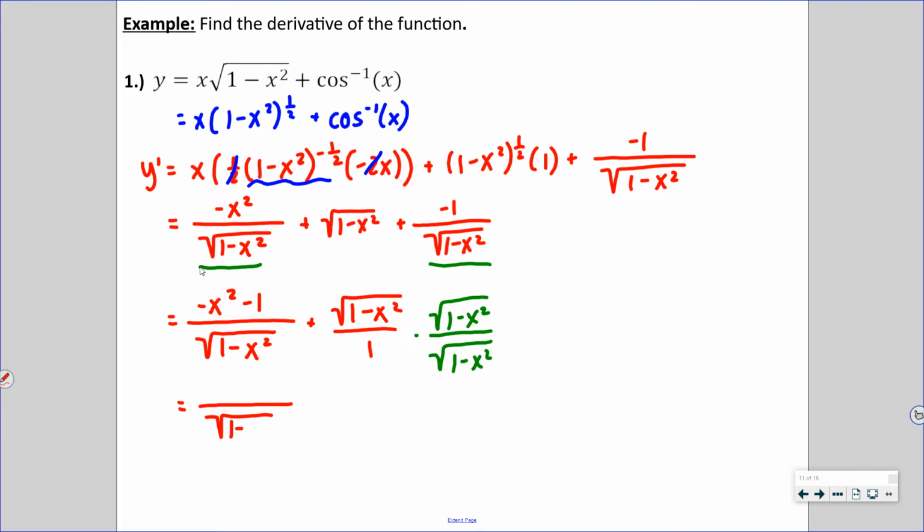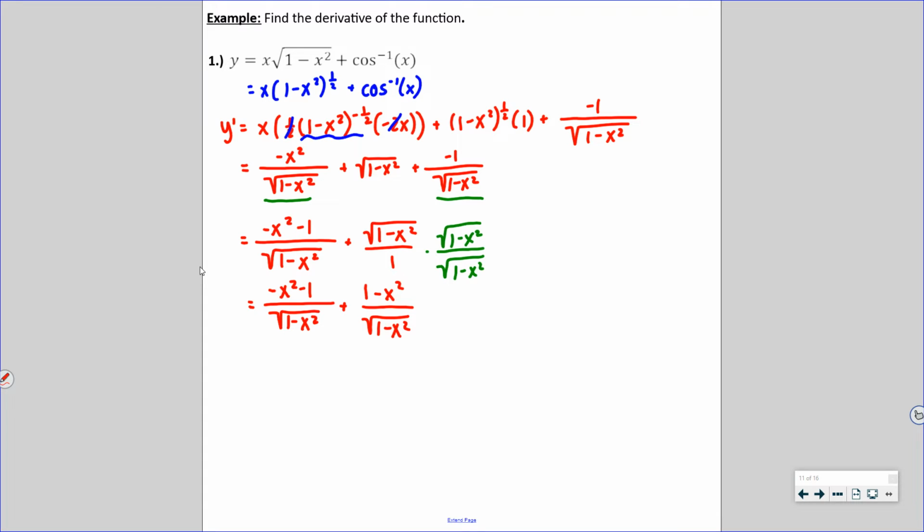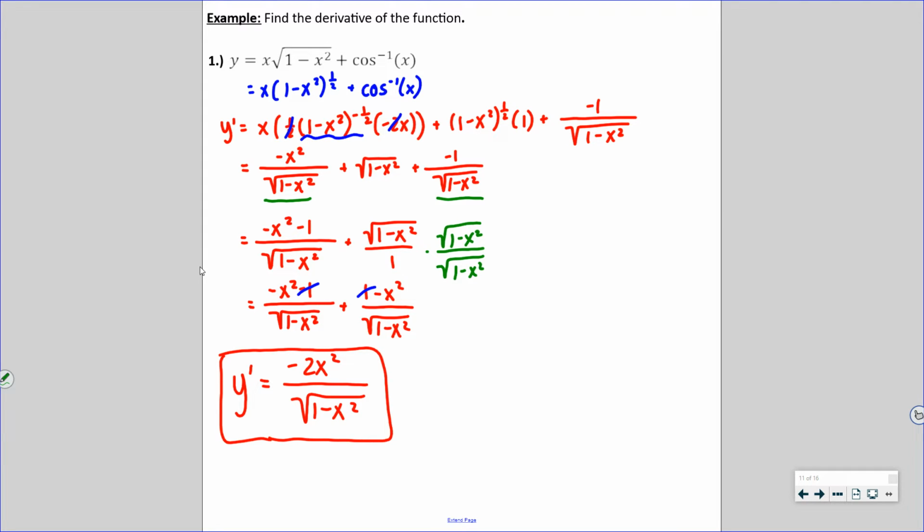That works out pretty nicely with my numerator as well, where I just get 1 minus x squared. And then they're ready to add together. Common denominator, square root of 1 minus x squared. So let's see, negative x squared plus negative x squared, negative 2x squared, negative 1 plus 1. Those will cancel. Here's your derivative. That was a fun problem. That was kind of cool how those came out to matching denominators.